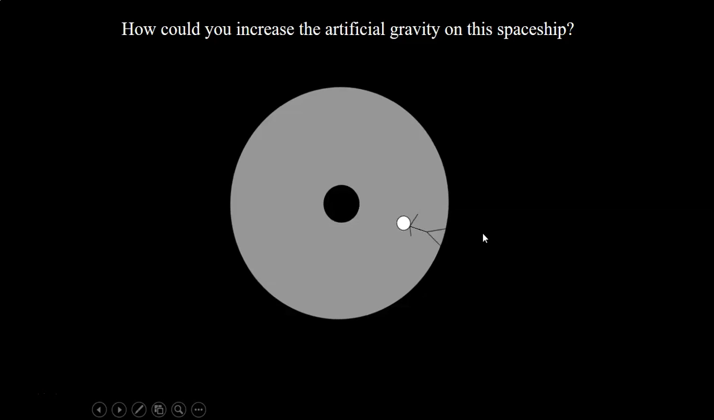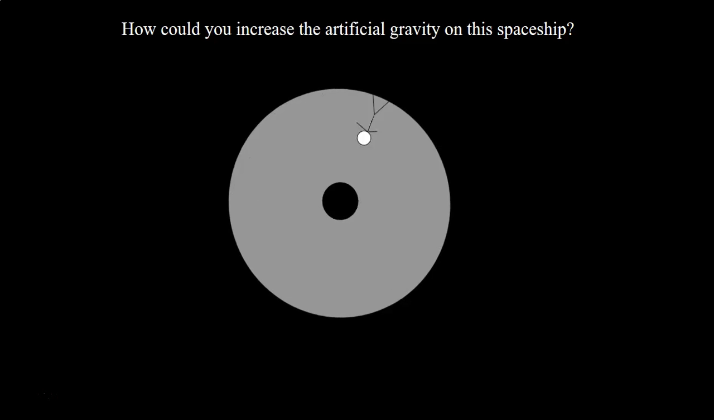How would you increase the artificial gravity on the spaceship? Well, without changing its size, you would increase the rate of spin. And if you can picture this, just being pulled down to the ground mercilessly to your knees from this artificial gravity. And of course, you're not being pulled down to the ground; you're being pushed to the center.